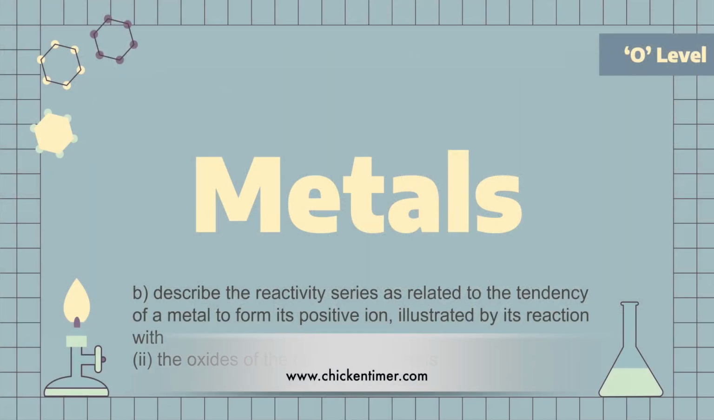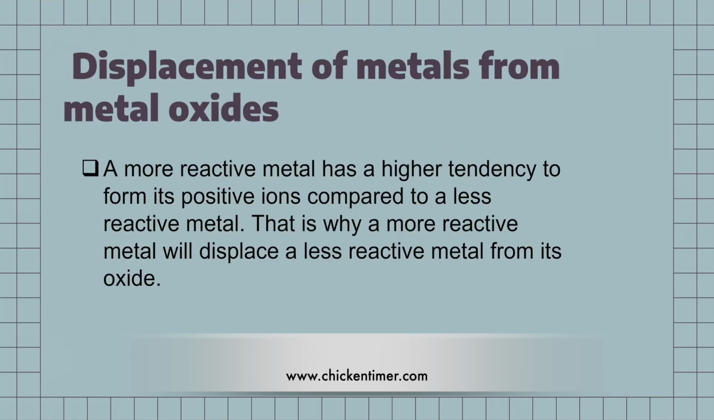Okay, this section is still displacement, but with oxides of other metals. A more reactive metal will have a higher chance of becoming an ion. So sodium will tend to form sodium ion. Copper will also form this, but it is less likely to happen. Sodium is more likely to form sodium ion, and copper is less likely to form copper ion because sodium is more reactive and copper is less reactive. So if you put these two together, sodium will displace copper from the oxide.